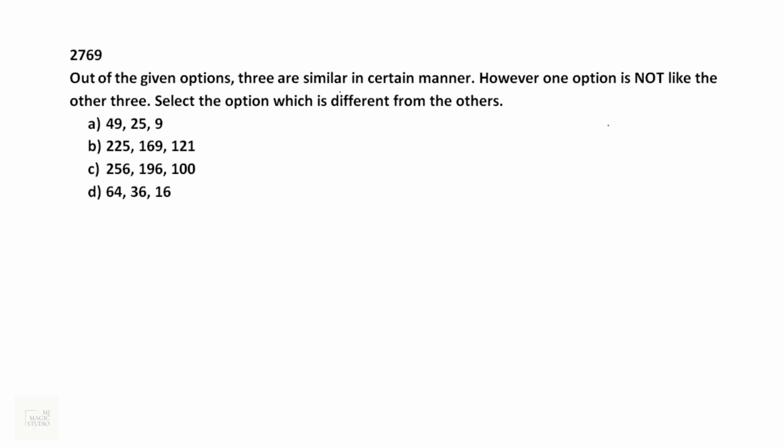Out of the given options, 3 are similar. Find the one which is not the similar and find the odd one out. As I am glancing through it, all numbers seem to be the squared numbers. First is square of 7, then 5, 3, 15, this is 13 is square and 11, this is 16 is square, 14 is square and 10, 8, 6, 4.